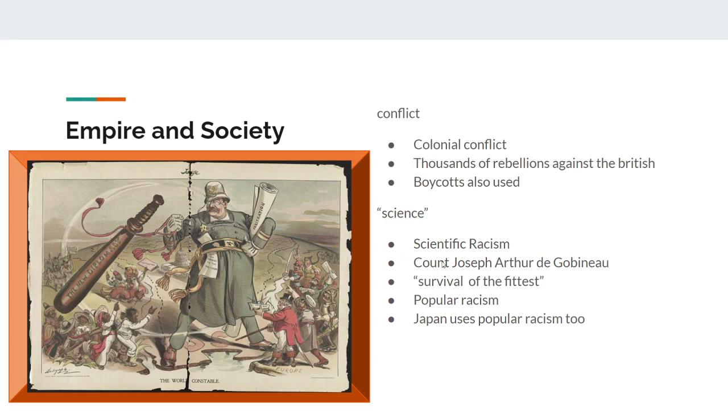There was a lot of change in science as well, and "science" in quotes. There was a belief of scientific racism. Count Joseph Arthur de Gobineau produced a false record stating that European peoples had evolved more than any other people in the world, and that's why they were advanced. It began to use Darwinism as the fact, saying survival of the fittest, and how because they had evolved, they were the ones that were the strongest. This idea of popular racism had begun to grow among other peoples in Europe and also started to be used in Japan too. They saw themselves as superior to their neighbors and used that as a justification to colonize.